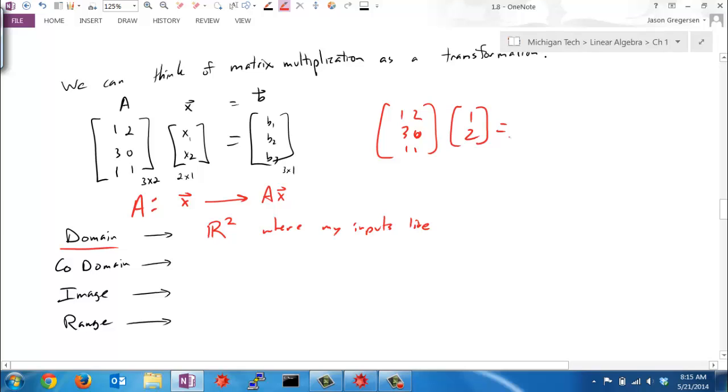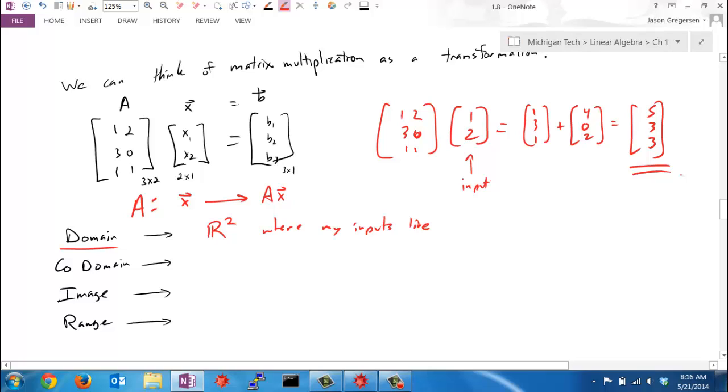All right, I put my input in. There's my input into my transformation here, and I do the operation. I'm going to get 1, 3, 1 plus, multiply that next column by 2, 2, 4, 0, so I'm going to get 5, 3, 3. So this is my output. Where does my output live? That output is B. B is the vector I'm getting.